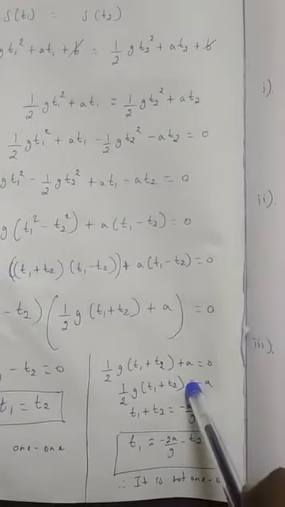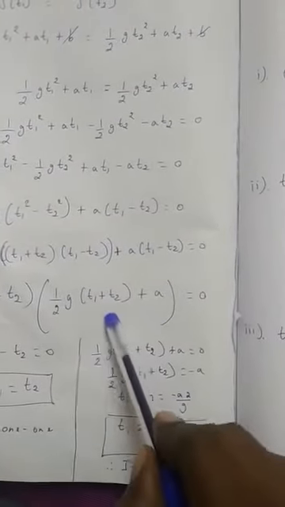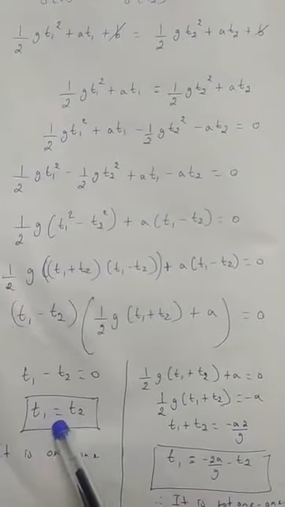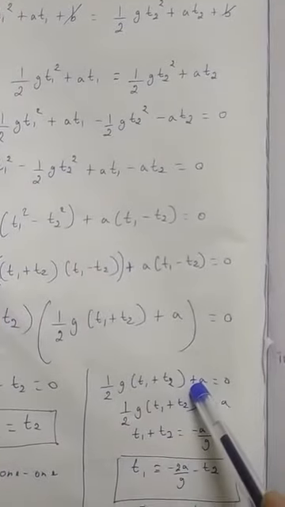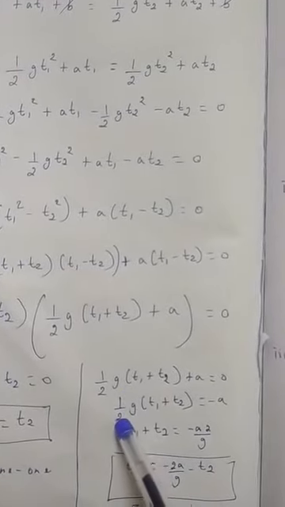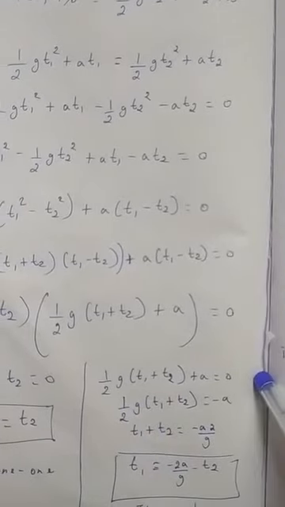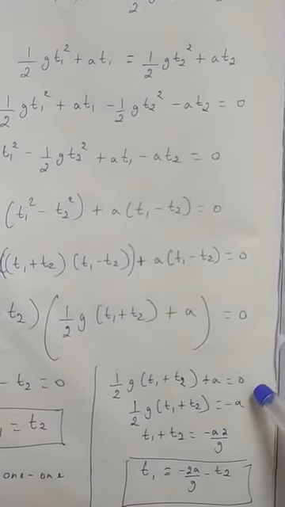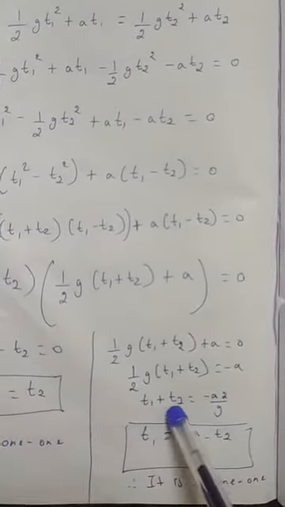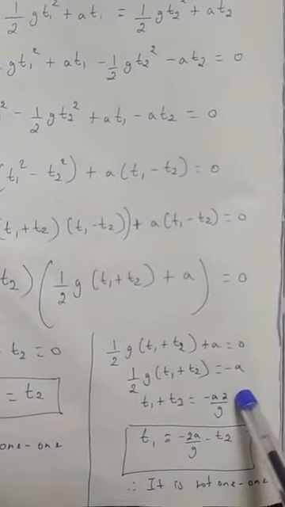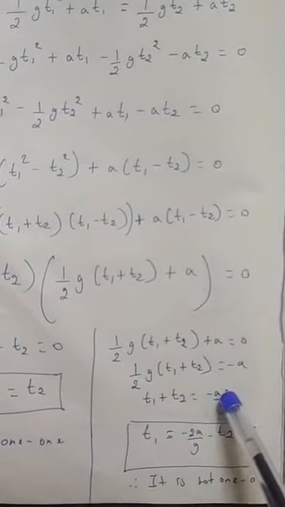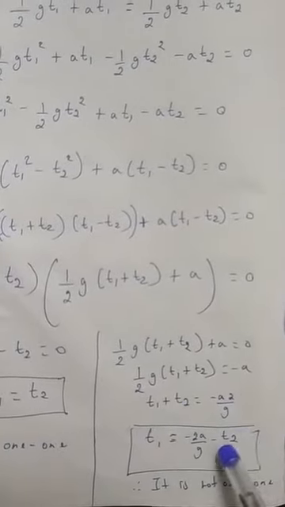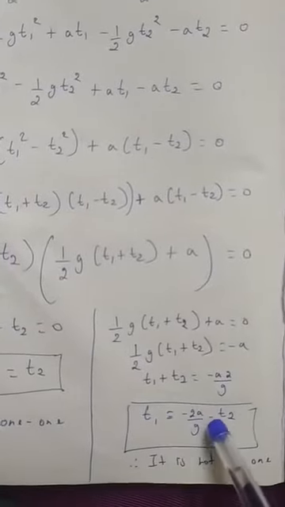But if you check the next one, 1 by 2 g (t1 plus t2) plus a is equal to 0, I am going to find the value for t1 in the same way. Take this a to this side, it becomes minus a. Again take this 1 by 2 g to this side, it becomes 2 by g, since it becomes reciprocal, right? So minus 2a by g. Again, if I take this t2 to this side, it becomes minus t2. Therefore t1 is equal to minus 2a by g minus t2.